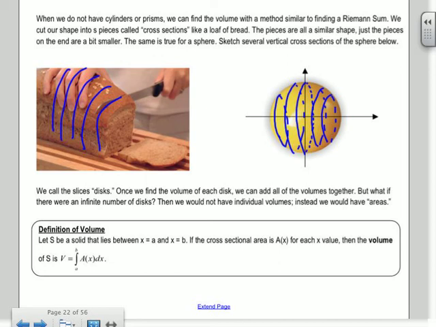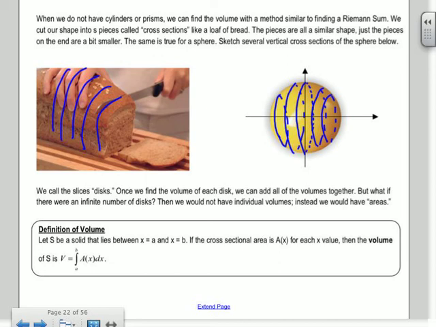Okay, so we could take an infinite number of these circular cross sections, add up the area of those circles, right, that have no width, quotes, no width, and then we would get the volume of that sphere. So that's what we do. Okay, this is called the disk method. So we call the slices disks.